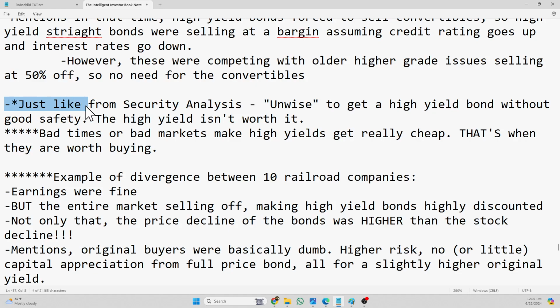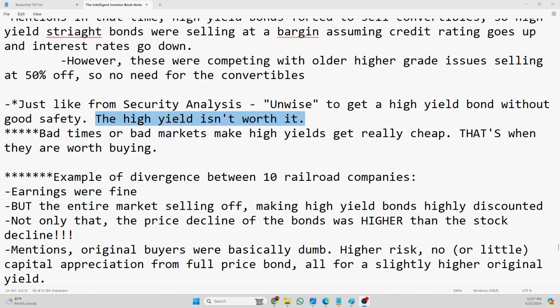Then we have a point where he mentions, just like from Security Analysis, that it is unwise to buy a high yield bond without good safety. The high yield basically isn't worth it, is what it comes down to. So when a new company comes out and says, hey, we're selling these bonds with a 10% coupon, way above what you can get, or even higher these days with Treasuries yielding 5%, I imagine you might get some new issues over 10% in this time. But he says the high yield just isn't worth it. And we go through why.